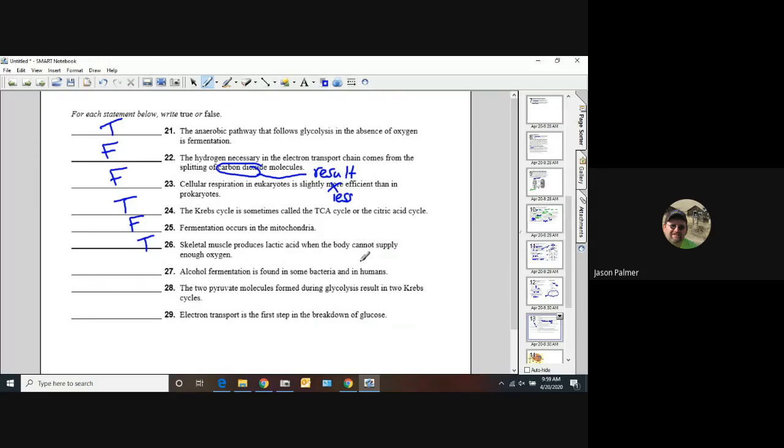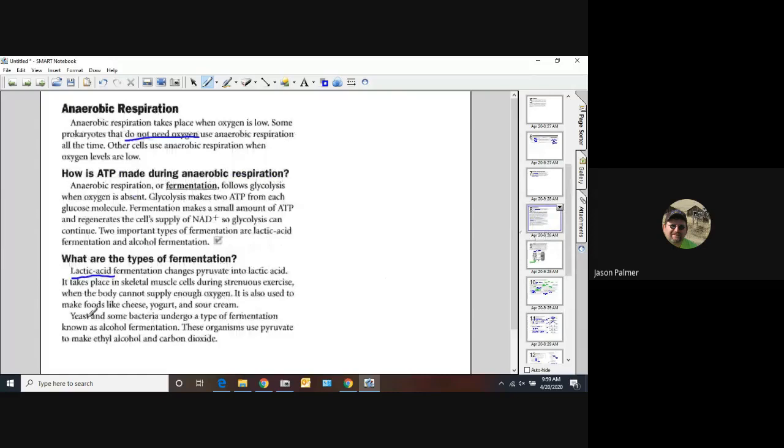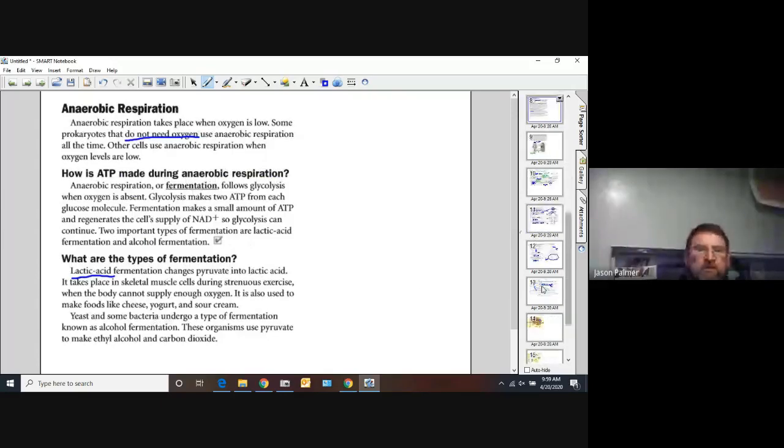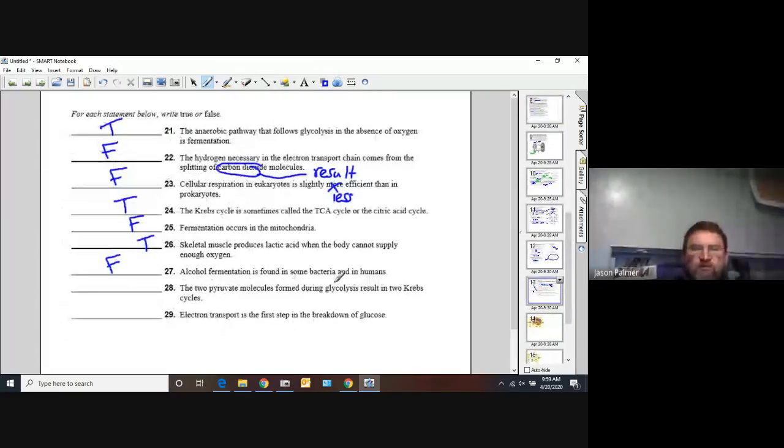And let's look back at the reading for that one. Yeast and some bacteria undergo a type of fermentation known as alcoholic. So no mention of humans. So I would say false. The two pyruvate molecules formed during glycolysis result in two Krebs cycles. It's true. Electron transport is the first step in the breakdown of glucose, and that's false. Electron transport is near the end.